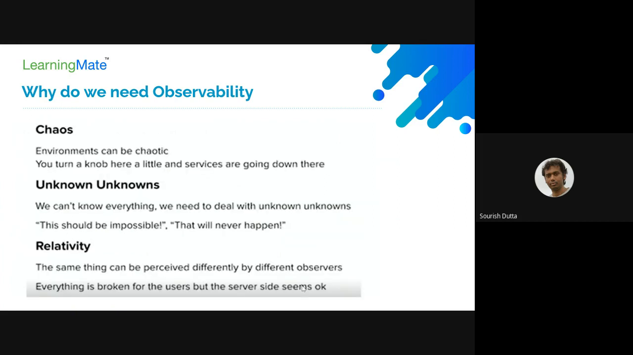And also, this environment can be chaotic. There can be two regions, three regions, with replication happening. Something may be discovered only after days or months. If a service goes down, you don't really know when it went down or what is happening. So it is very hard to predict.